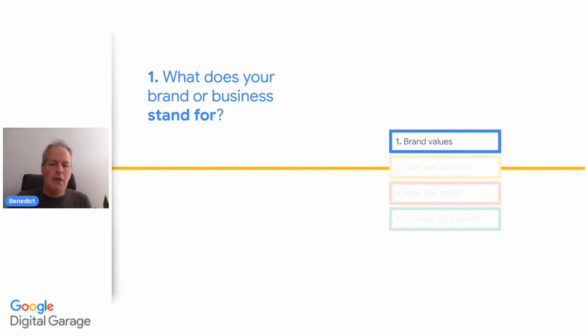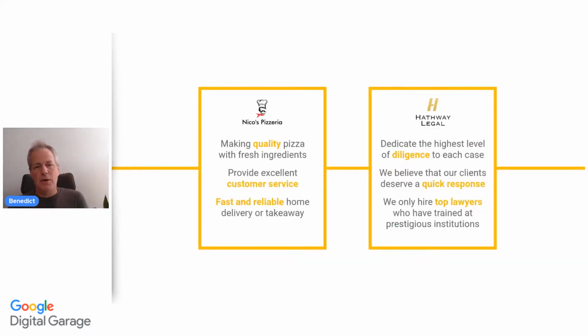All right. Okay, we're going to provide some examples now. Okay, 2 examples of some brand values. Now, although these brands sell similar products, their brand image and purposes are quite different. So we've got Nico's Pizzeria and we've got Hathaway Legal. Nico's Pizzeria: making quality pizza with fresh ingredients, providing excellent customer service, and fast and reliable home delivery or takeaway.